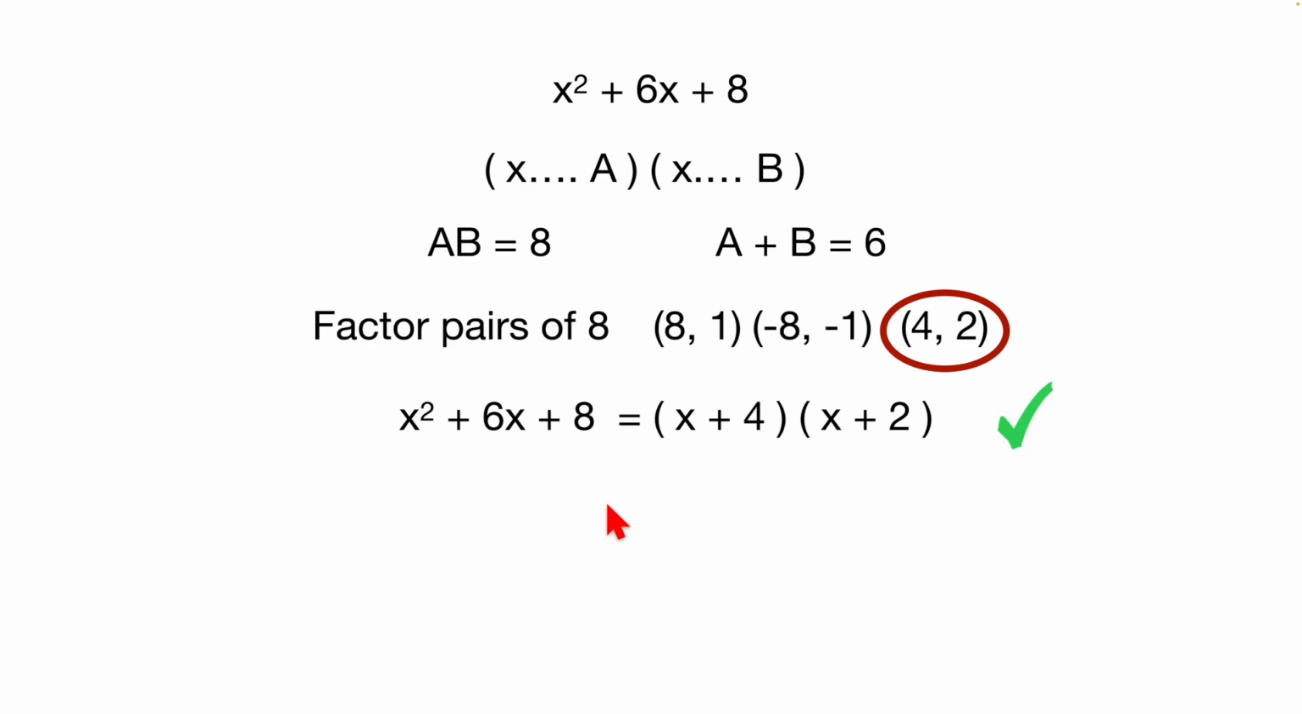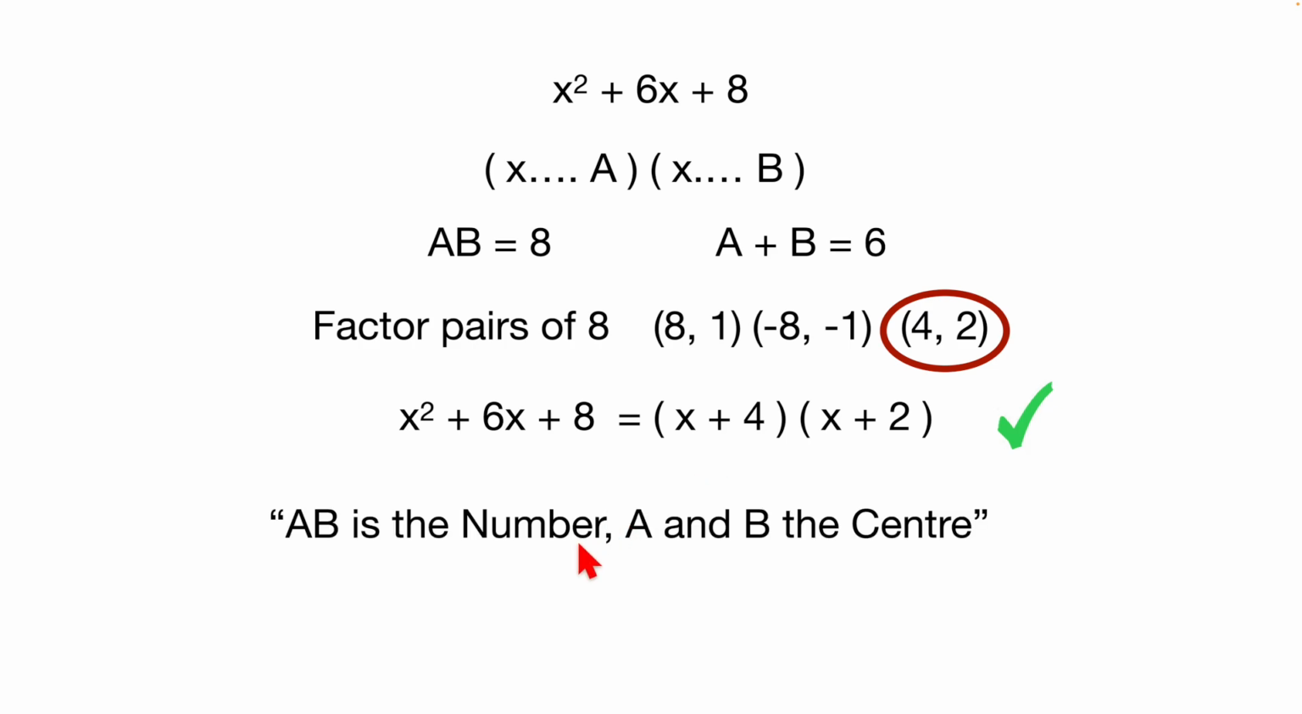Thank you very much. And the way I remember it, ab is the number, a and b the centre. Now if you say it quickly, it almost rhymes. ab is the number, a and b the centre. Well, it's nothing if not cheesy, but hopefully it will help you remember how to do this.